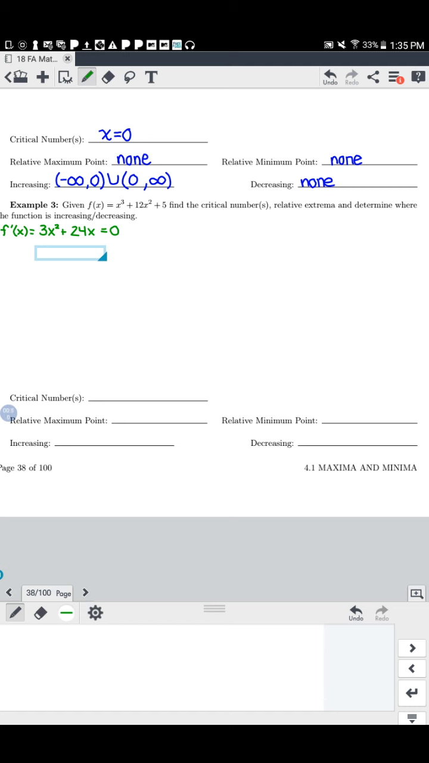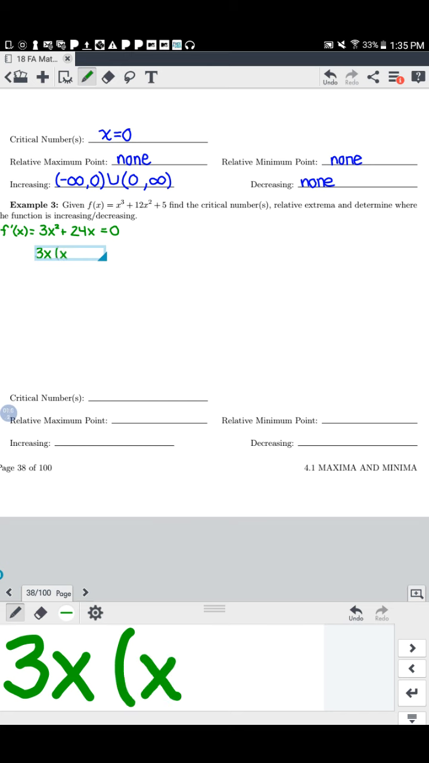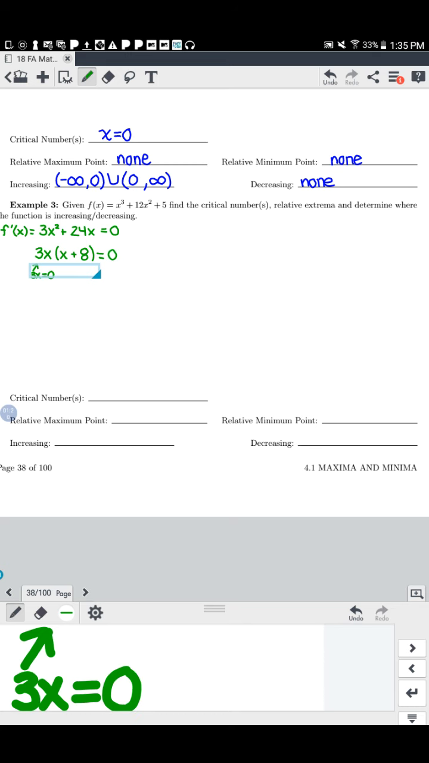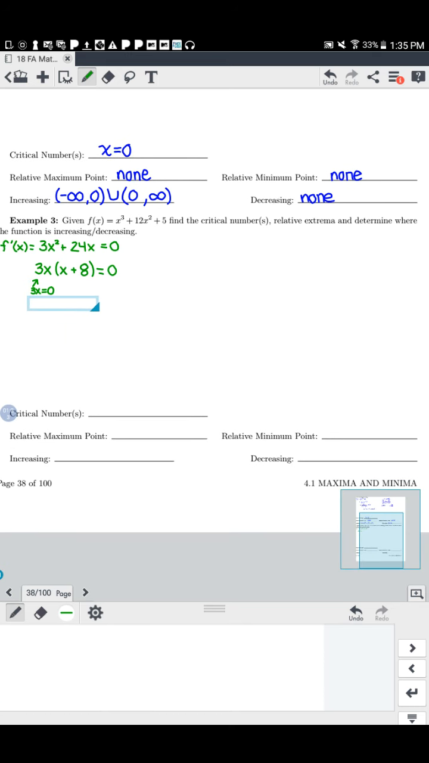This is a binomial, something with two terms. So I'm going to pull out a greatest common factor. 3 is the biggest number that goes into everything, and x is my least power of x. So 3x times x is going to be 3x squared plus 3x times 8 will give me 24x. And set that equal to 0. So 3x can only be 0 if x is 0. So we could divide both sides by 3 and see that if you need to.